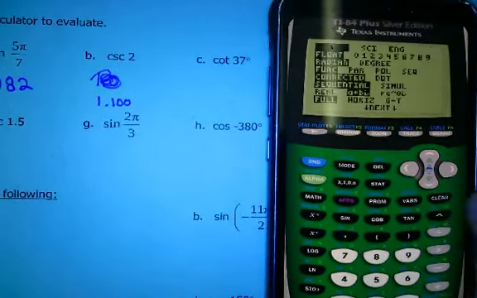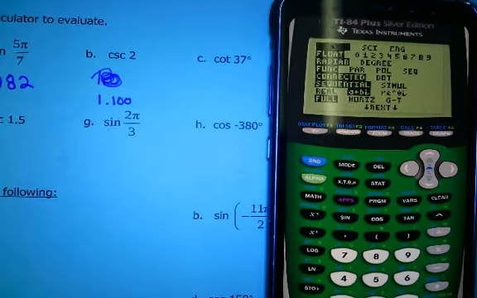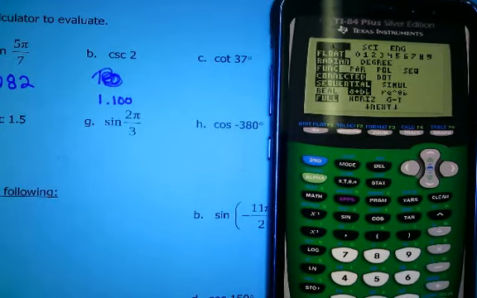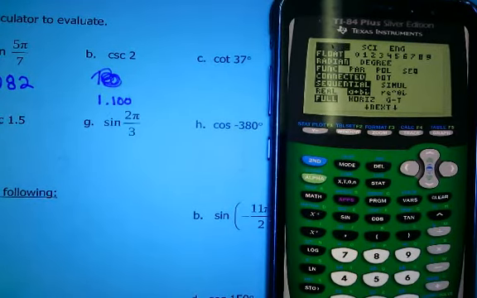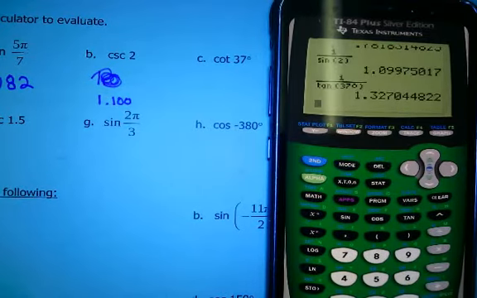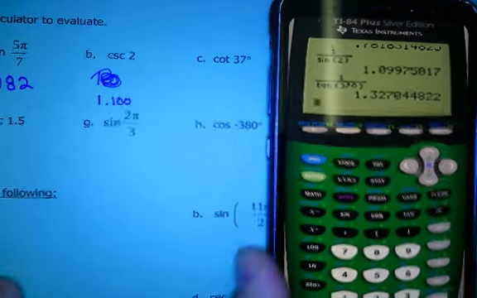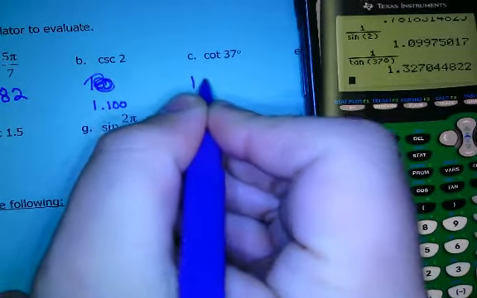Now, could you just go to mode and change it to degree mode and do the problem? Yeah. What happens if it's in degree and you do that? That's overkill, but you get the same thing. I changed it earlier and I didn't feel like changing it back. Then you're good. Okay, so this one's going to be 1.327.